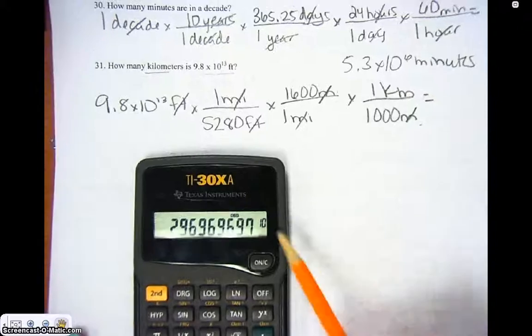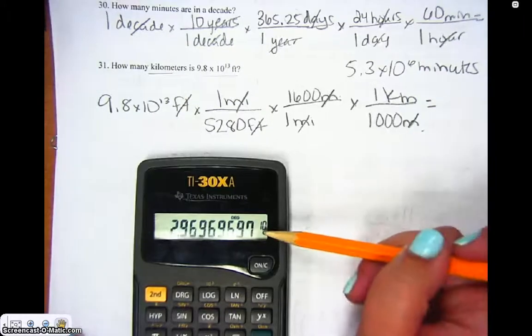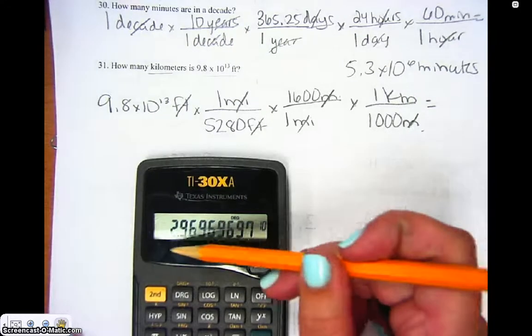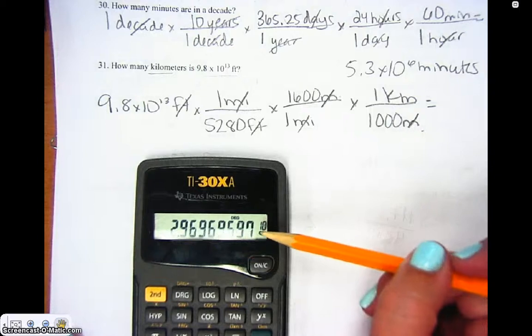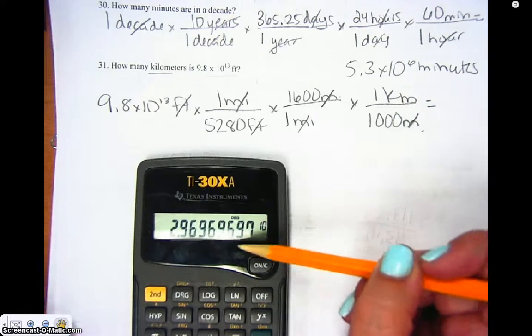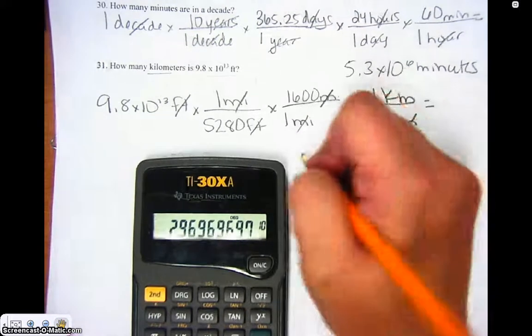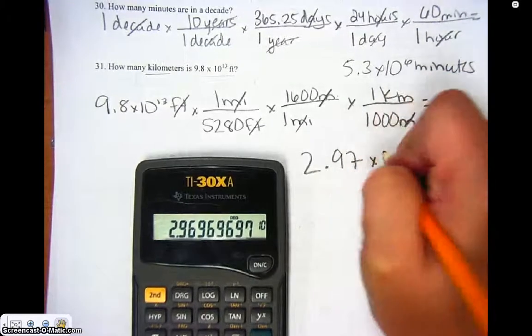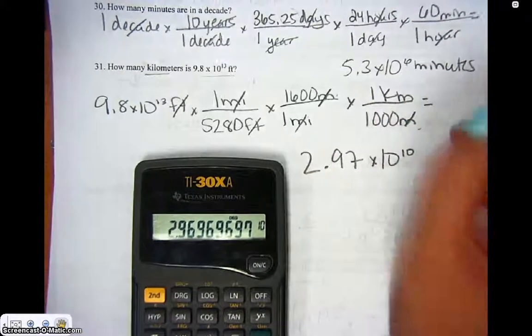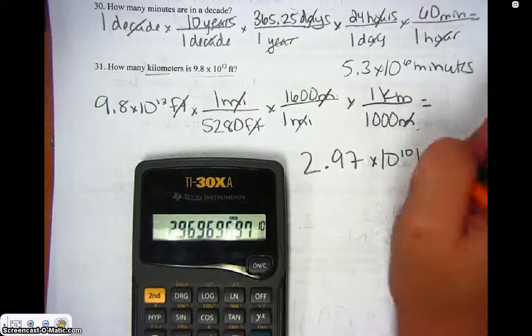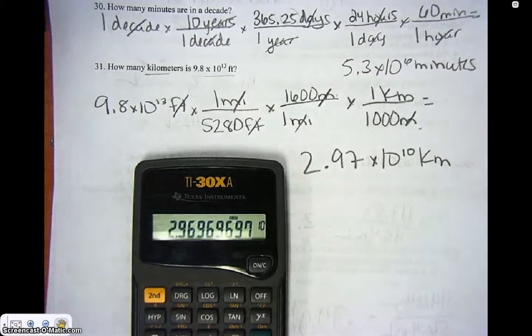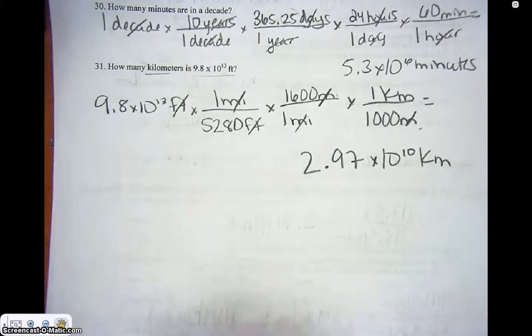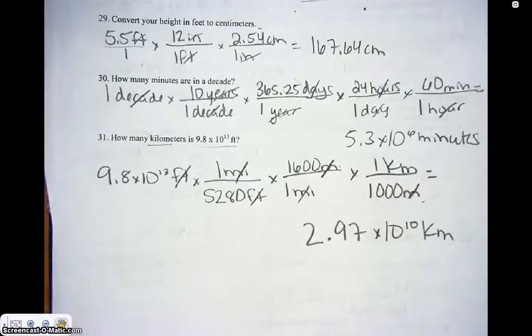And I get this. And this is typically where people miss this because it's a big, long decimal and they forget to look over here to the right to see that 10. And I'm just going to round it. So usually 2 decimals is reasonable for me. So 2.97 times 10 to the 10th, and that would be kilometers. All right. So hopefully that's a good review of unit analysis, and you'll be ready to do that on your test tomorrow.